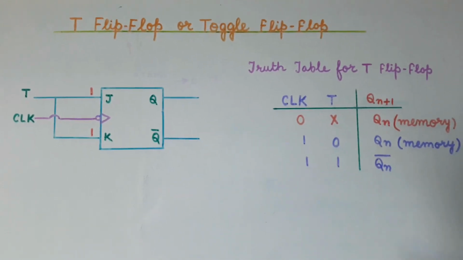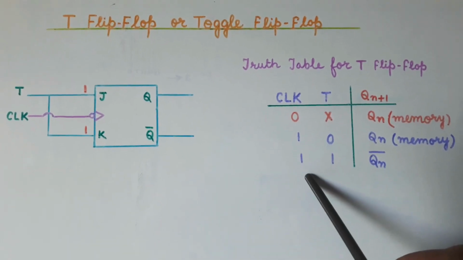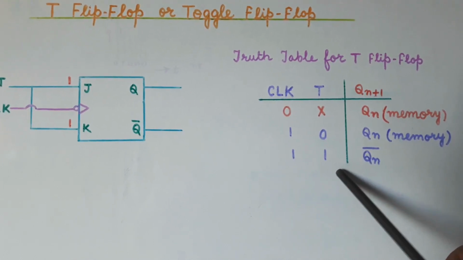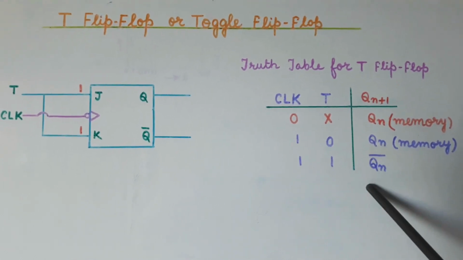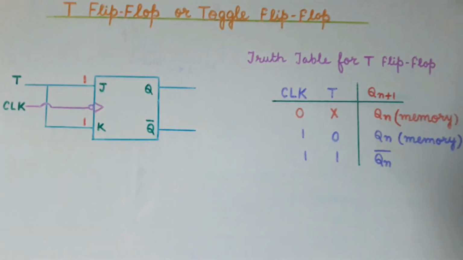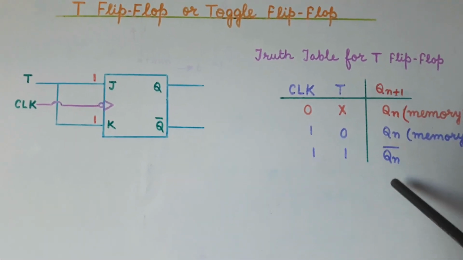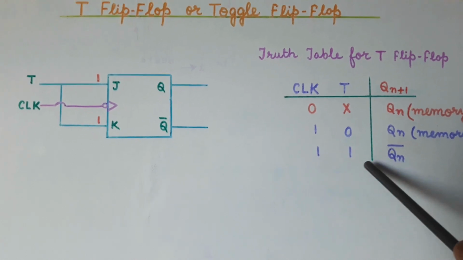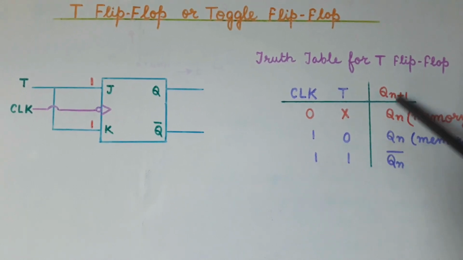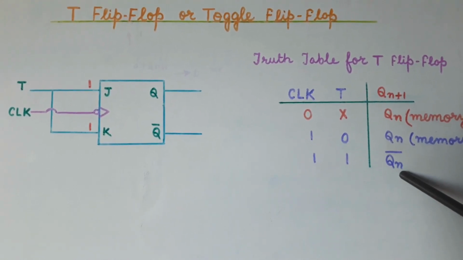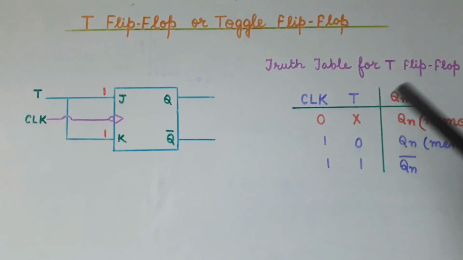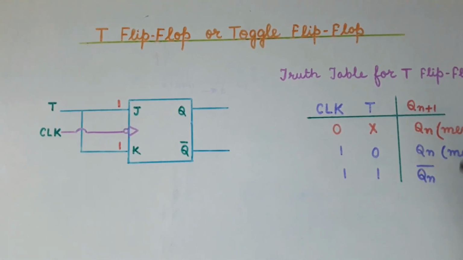Now what will happen when the clock is high and the value of T is also equal to 1? This is the condition which we were looking for, because when T is 1, then the value of J is also 1 and the value of K is also 1. And so in this case we are having the toggle action. So the output in this case will be the complement of Qn. This is our toggling. So this is all we have to see in the truth table of T flip-flop.